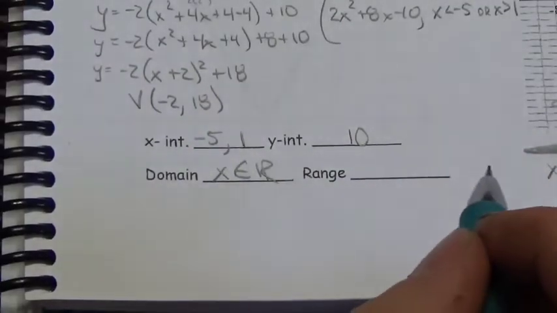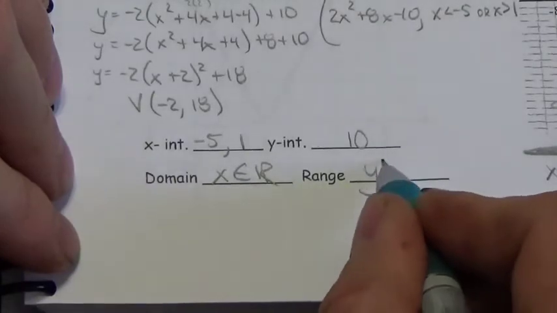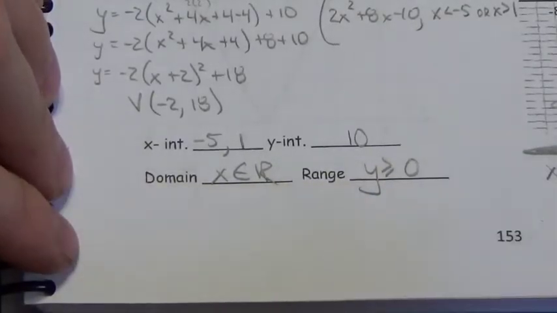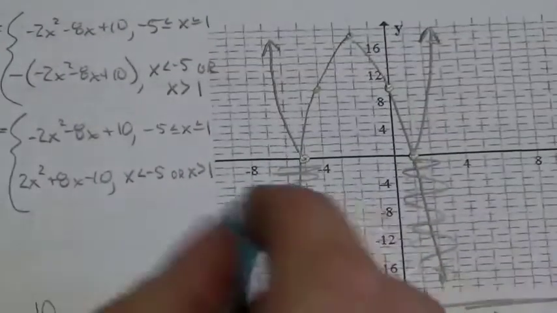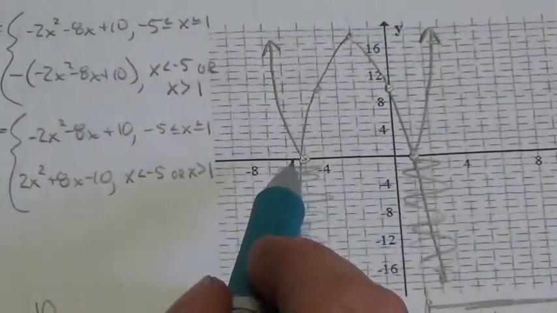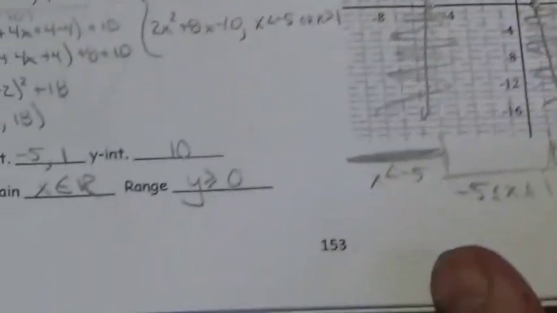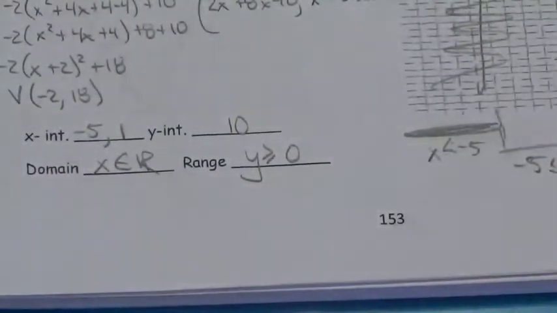It's not always the case, but very frequently the range here is going to be y is greater than or equal to 0. And that is what we're seeing here. The graph drops down to the x-axis. That's where y is 0, bounces up, hits y equals 0 again, and then bounces up again. So those are the pieces that we were looking for.